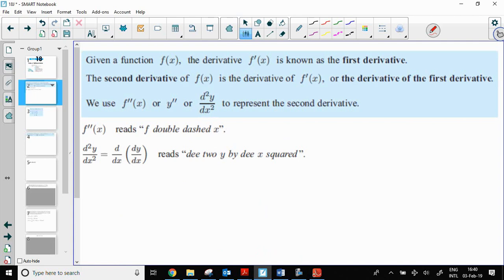So the notation, two options here. One option, and the one that I'll prefer to use, is going to use just multiple dashes. So I read this as f double prime of x. The book calls it f double dashed x, whatever. y double prime. We can also use this one here.